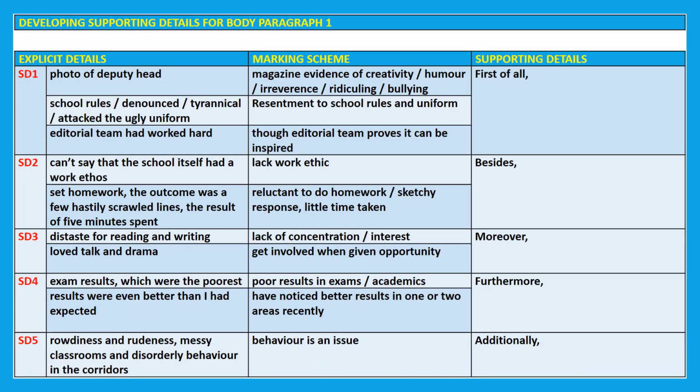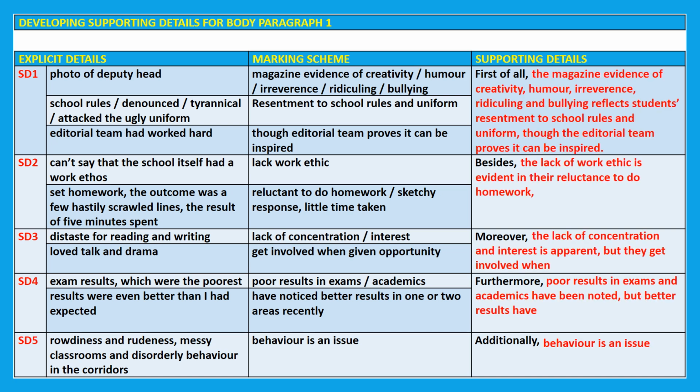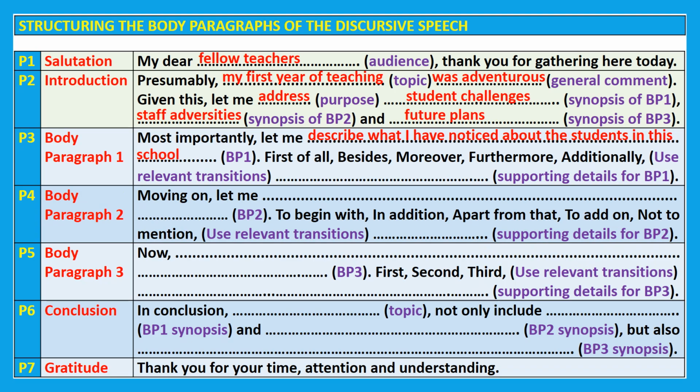Ensure you use relevant transitions between each sentence. Now develop supporting details for body paragraph 1. Use clues from the explicit details and the marking scheme to develop your details. Follow the same process to develop the other details. Include a minimum of 5 supporting details.